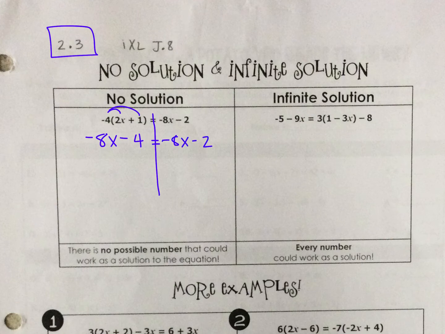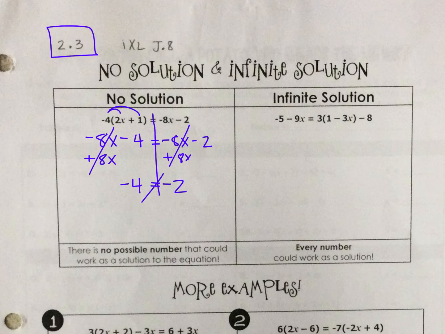Now let's put our x's together. So I'm going to add 8x. That marks out. I add 8x. Negative 8 plus 8 makes a 0. So I'm left with negative 4 equals negative 2.